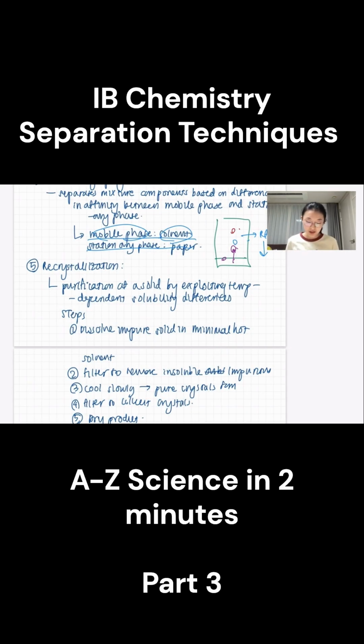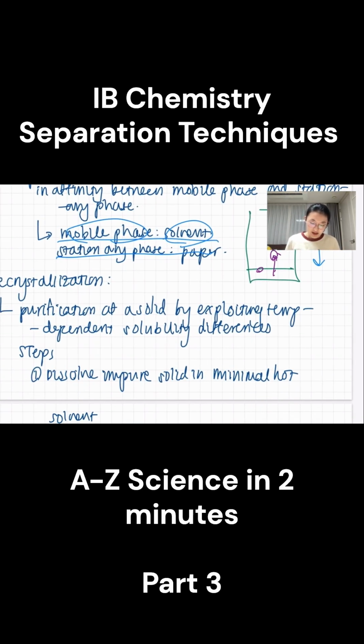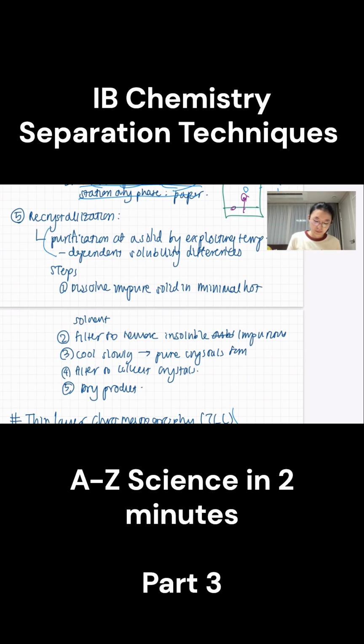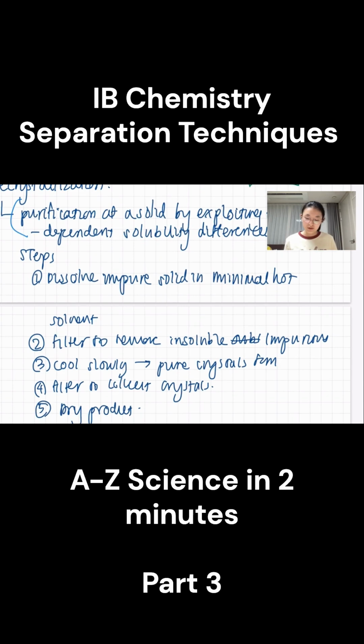is recrystallization, and it's essentially the purification of a solid by exploiting the temperature-dependent solubility differences. Although I phrased it a little bit awkwardly, it's just referring to creating a solid using the properties of the melting point and the differences in the melting points of different dissolved solutes. However, these solids will form at different temperatures because the melting points of the different substances dissolved in the mixture will be different.